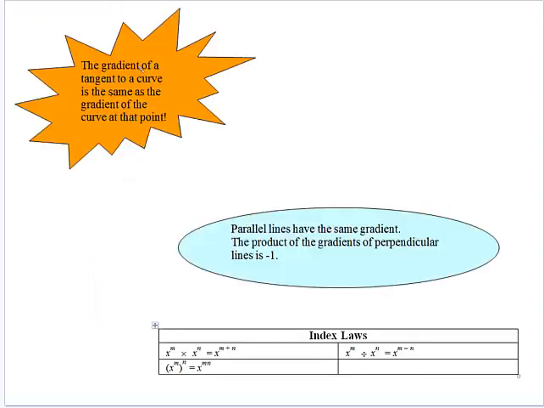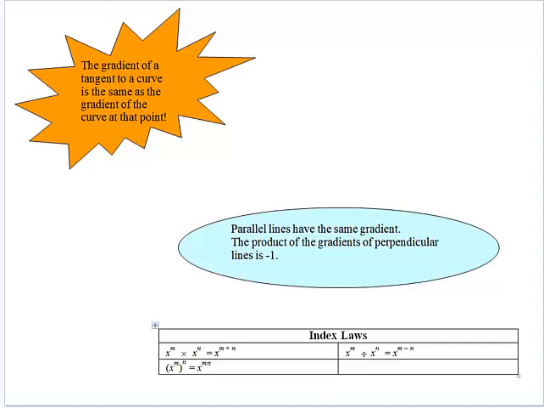Remember that the gradient of the tangent to a curve is the same as the gradient of the curve at the point, and that's why we get our gradients. We also have to remember parallel lines have the same gradient, and the product of gradients of perpendicular lines is -1. We need to remember our index laws. So all these things are important. They all play a part in making sure we solve problems correctly.